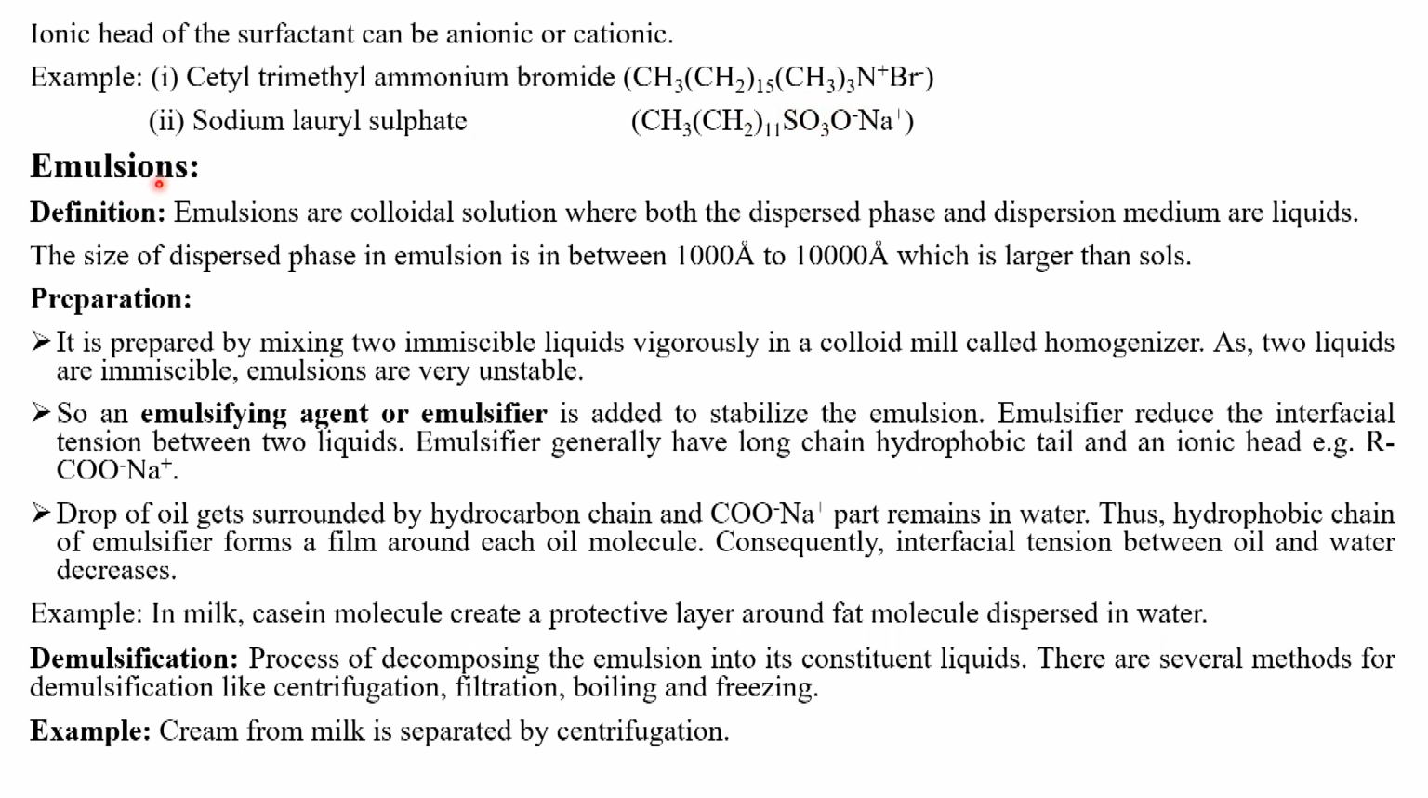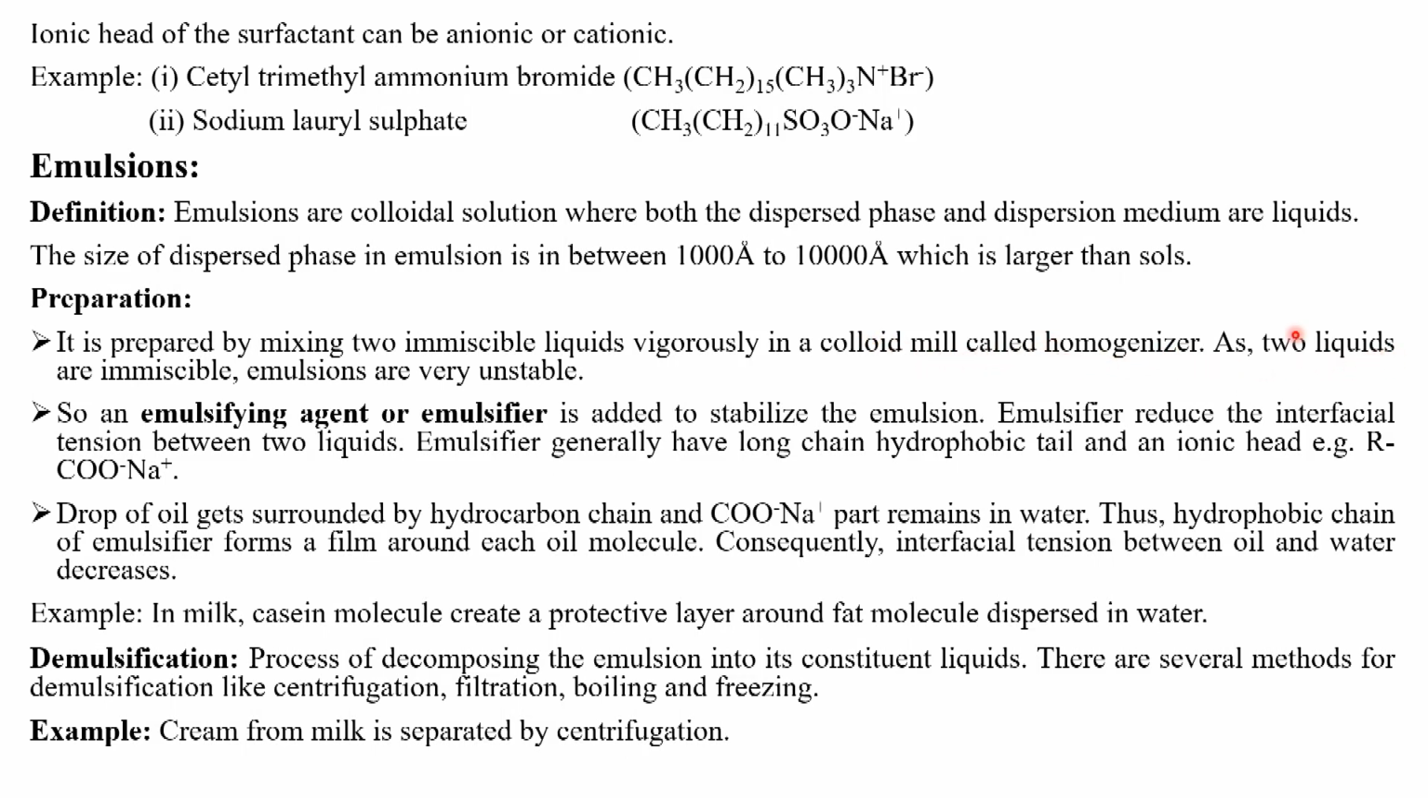Next we talk about emulsions. What is the definition of emulsion? Emulsions are colloidal solutions where both the dispersed phase and dispersion medium are liquids. The size of the dispersed phase in emulsion is between 1000 angstrom to 10,000 angstrom, which is larger than sols. So how do you prepare emulsion? It is prepared by mixing two immiscible liquids vigorously in a colloidal mill called a homogenizer.